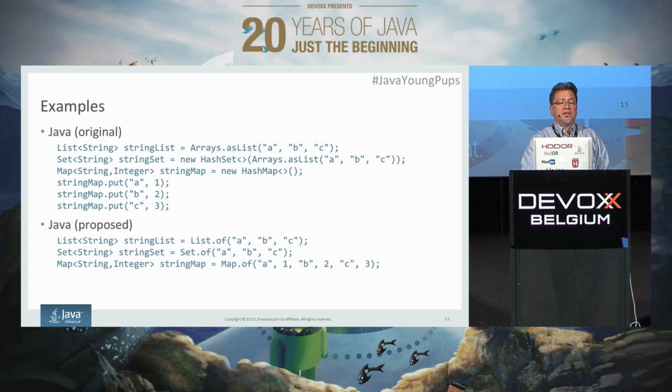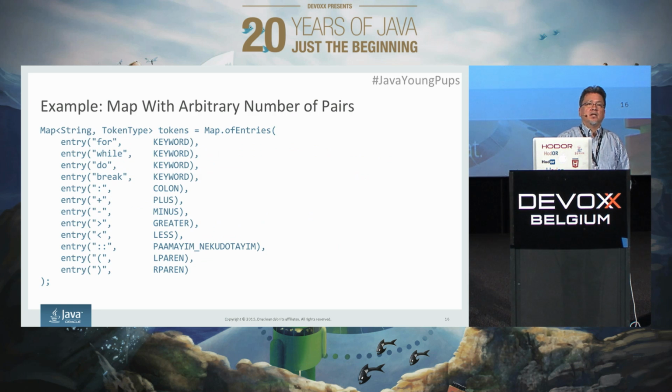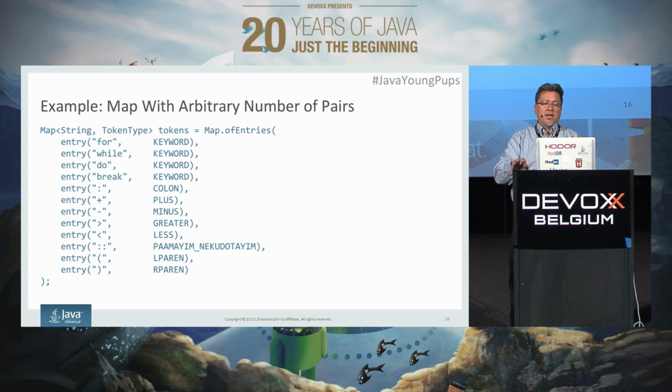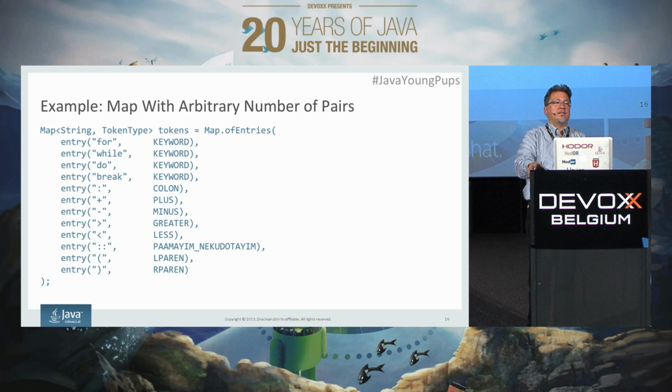Now, if you want more than 10 key value pairs in a map, then what you can do is specify a set of map entries, and we've created a static factory method entry that can create a Map.Entry for you. And so that takes 2 parameters, a key and a value, and then you can provide a list of an arbitrary number of those and pass that to Map.ofEntries.